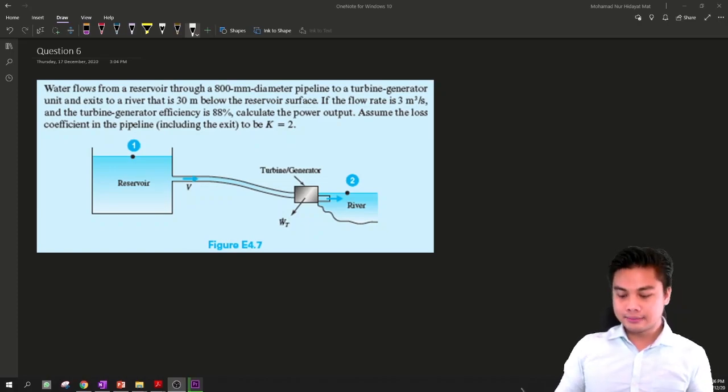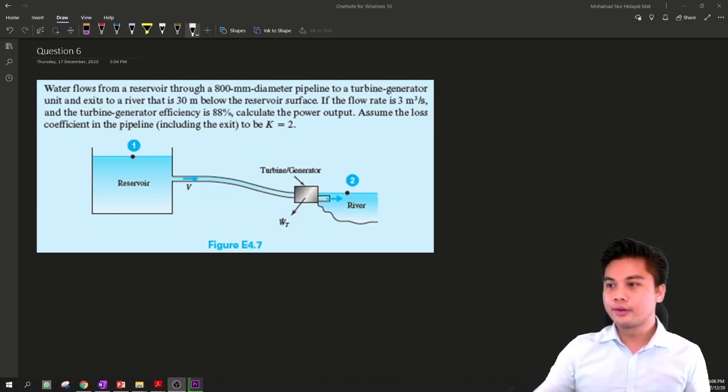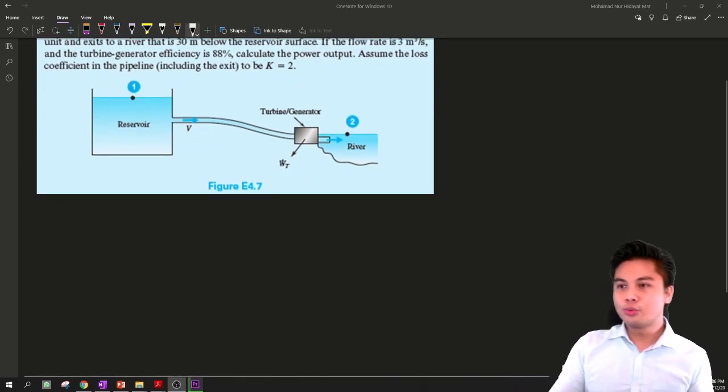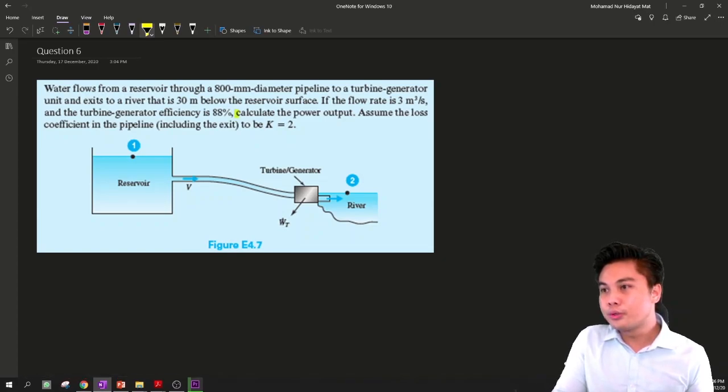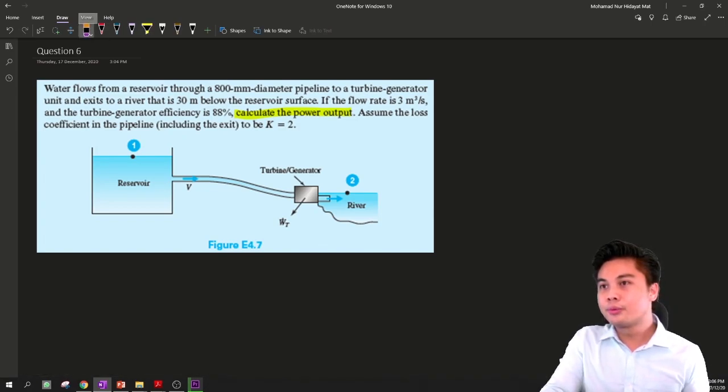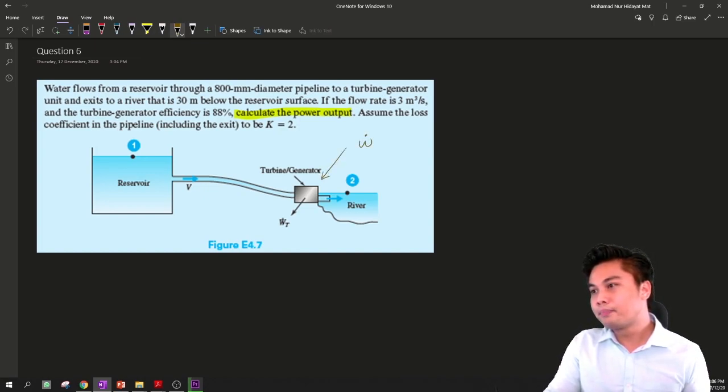So from here, we need to understand the question. The question asks, calculate the power output from the turbine, which is W dot turbine. The work rate of the turbine is the power output of the turbine.